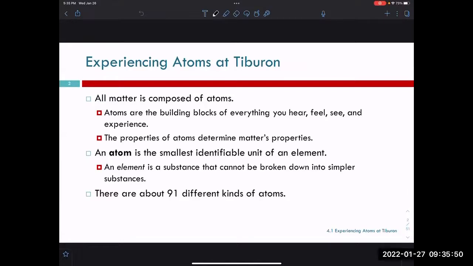The atom is the smallest identifiable unit of an element. So all of the elements on the periodic table are individual atoms, just different types of atoms, different flavors. There are about 91 different kinds of atoms. If you look at a periodic table, there are more on there than that. But there's a whole set of elements that are man-made by colliding really heavy elements together. And they last for like nanoseconds, so they're gone pretty much as soon as they're created.